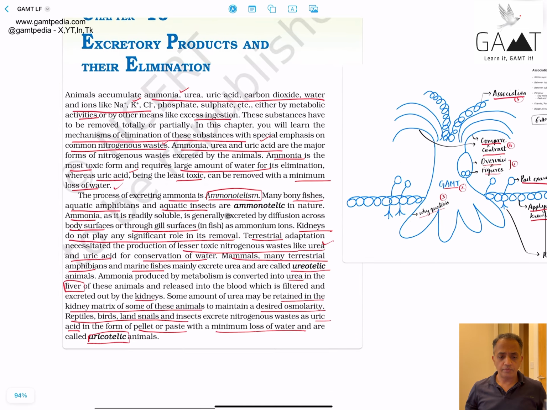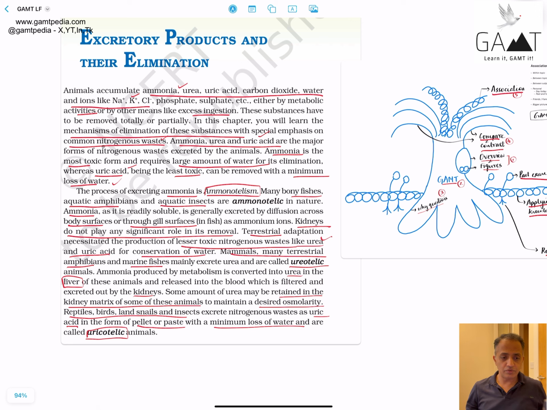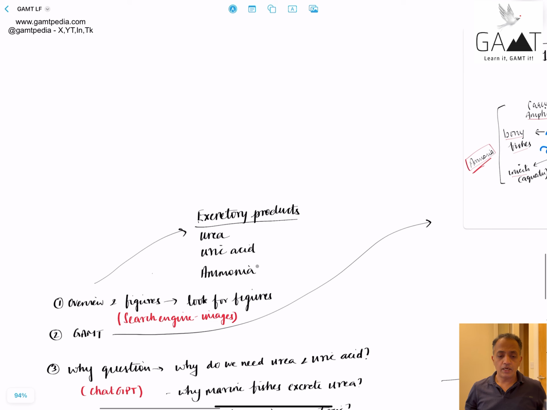So I've read through the topic. You can see I underlined some of the stuff. Animals excrete or accumulate ammonia, urea, uric acid, etc. The first paragraph deals with different types of excretory products, and then it goes to the common nitrogenous wastes and discusses ammonia, urea, and uric acid. In the second paragraph, it focuses on what is ammonotelism, what is uricotelism or ureotelism, and what are the different types of animals which excrete different types of excretory products. So that's what this topic deals with. The main things are urea, uric acid, and ammonia.